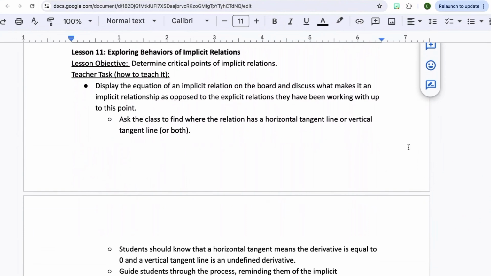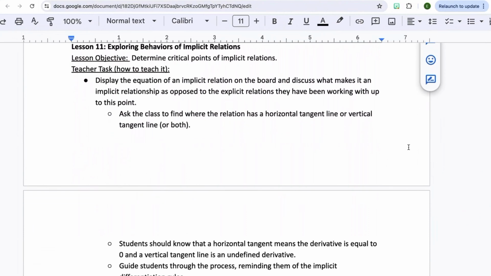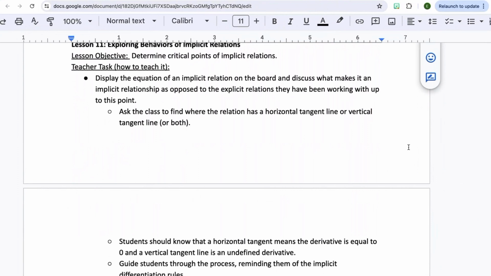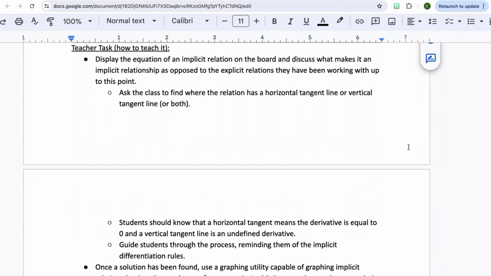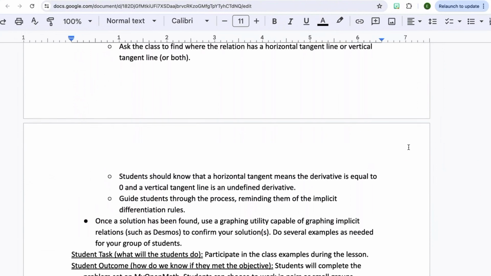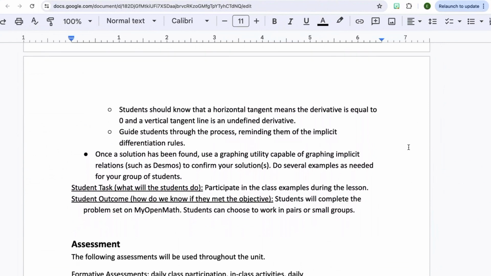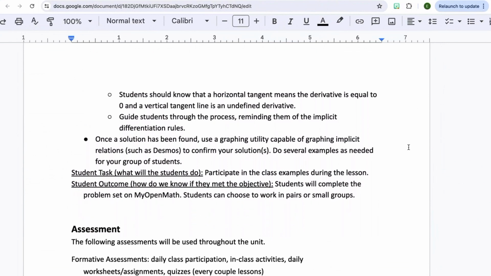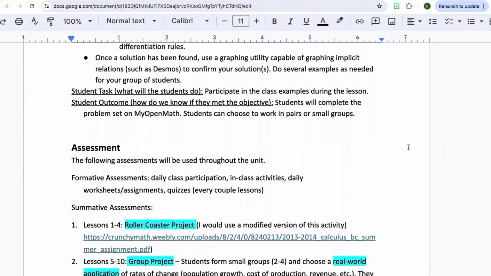And then implicit relations in lesson 11. Students, again, already know how to do all of this information. So a brief review on implicit differentiation, and then we'll just do some examples together. Again, student-led, and if we go down a longer path or an incorrect path, I let it happen, and we go from there.